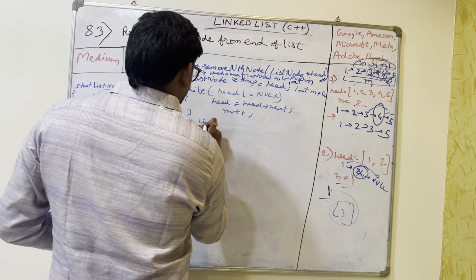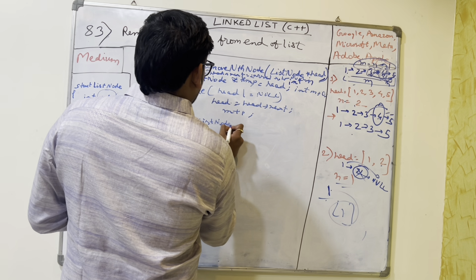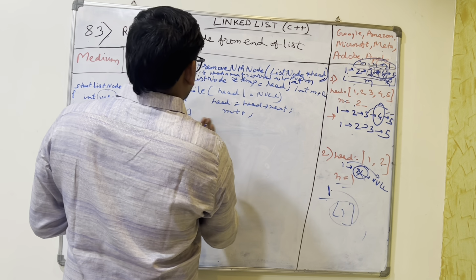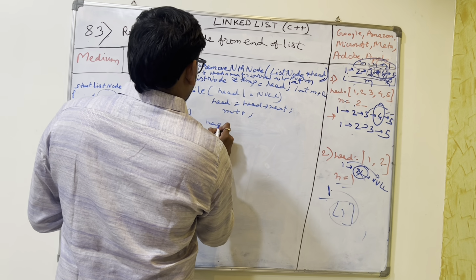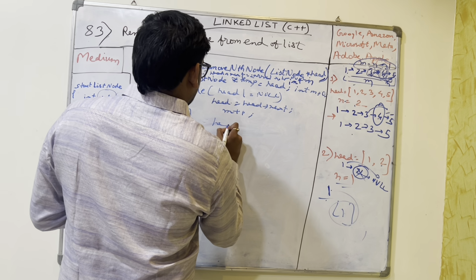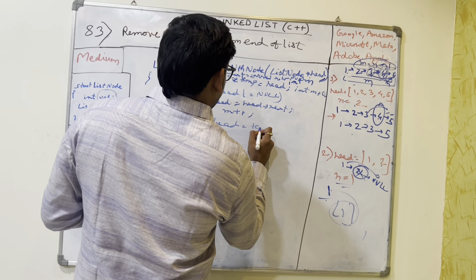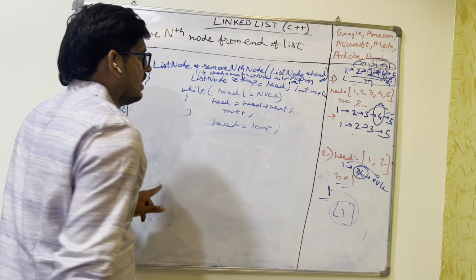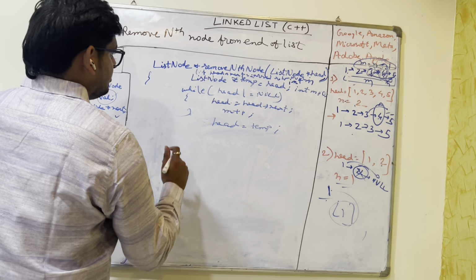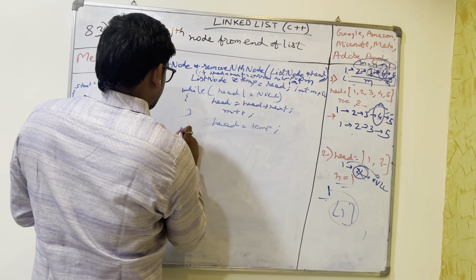And then now we will have this list node. We need to change this head to temp again if we are traveling, because head is at the back. So now head is equal to temp. And now what we'll do, we will change this loop. Head is equal to temp.